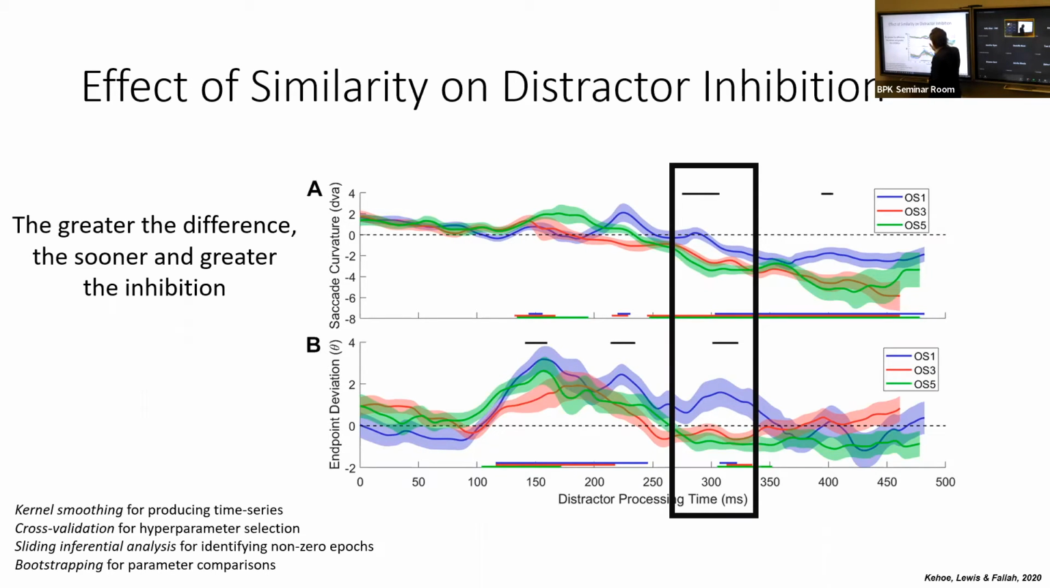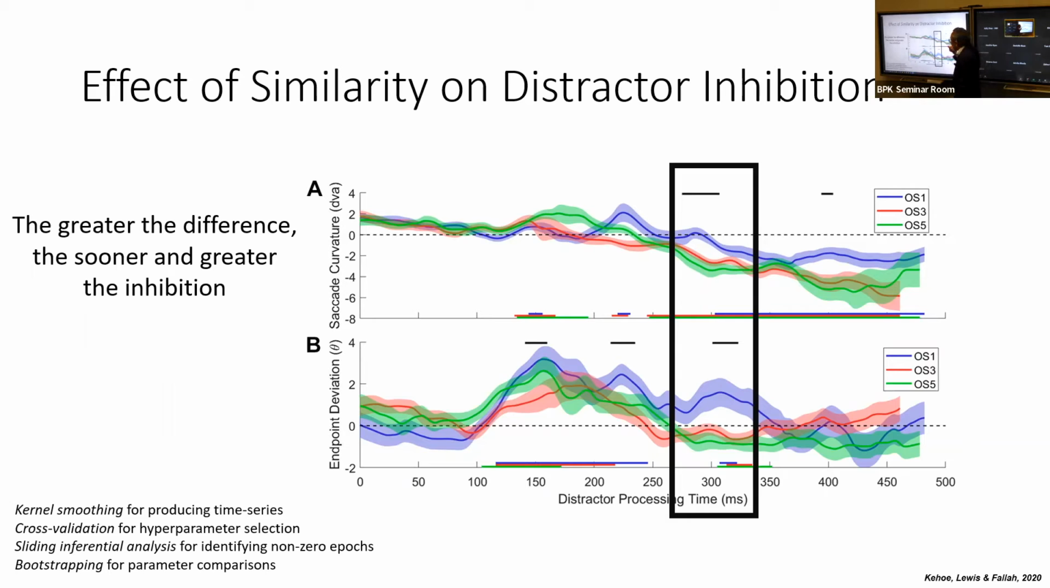When you split this up, let's take a look at the inhibition period. So these black lines show where there was a significant difference between the three conditions in our inferential statistics. And what we see for saccade curvature is that curvature starts earlier for OS5 than OS3 or OS1. We also see that OS5 shows more curvature away than OS3 and OS1. What this is saying very simply is that the greater the difference between the target and distractor perceptually, the sooner and greater the inhibition happens. So it occurs earlier and it's stronger.